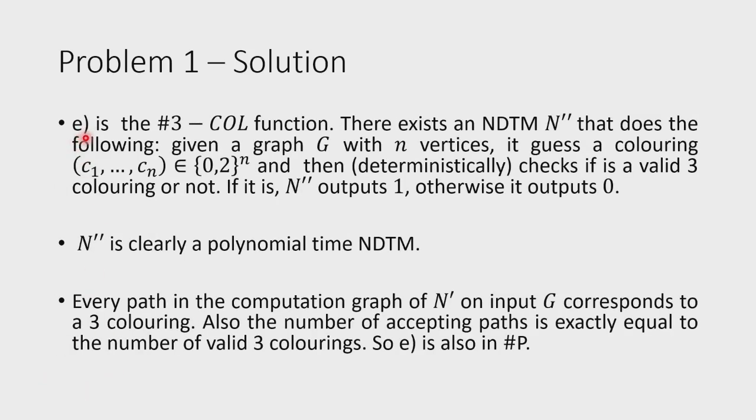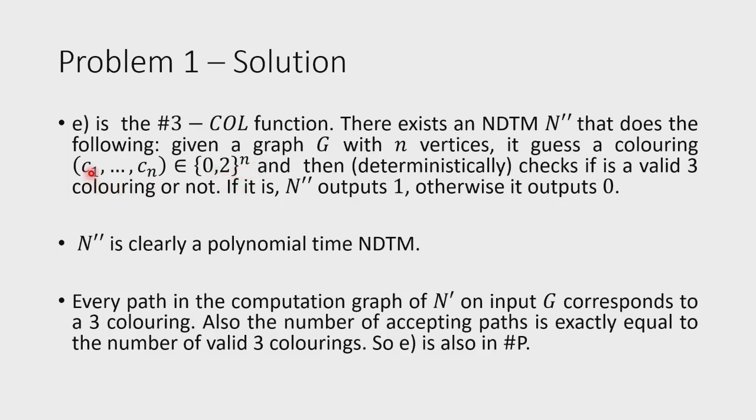Now let's look at option E. So option E is the sharp 3 color function. We call it sharp 3 color; it counts the number of valid 3 colorings in a given graph. Now there exists a non-deterministic Turing machine N double prime that does the following. Given a graph G with n vertices, it guesses a coloring c1 to cn in {0, 1, 2}^n. So a 3 coloring can be naturally expressed as a string in {0, 1, 2}^n.